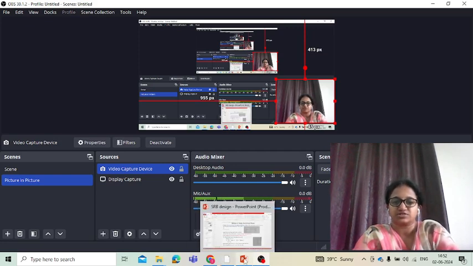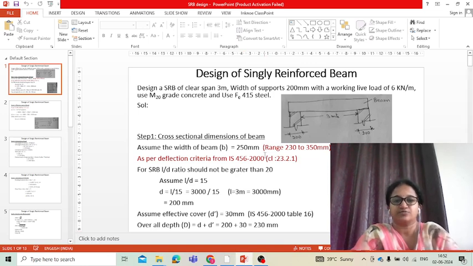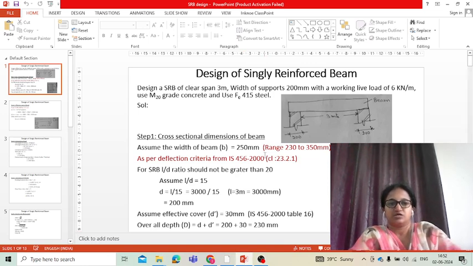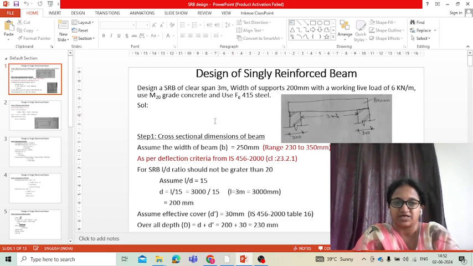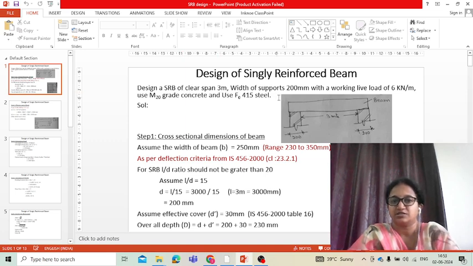Today we are going to discuss how to design a singly reinforced beam in DDRCS. This was the problem which I have taken. Design a singly reinforced beam of clear span 3 meters and support is 200 mm and the working live load 6 kilonewtons, and the grade of concrete is 20 and the steel used is Fe415. So with the given data I have drawn the figure here.